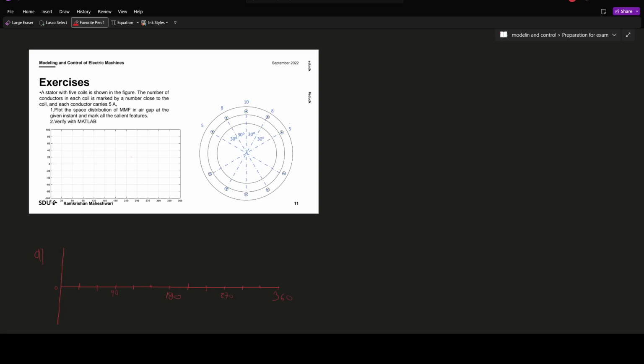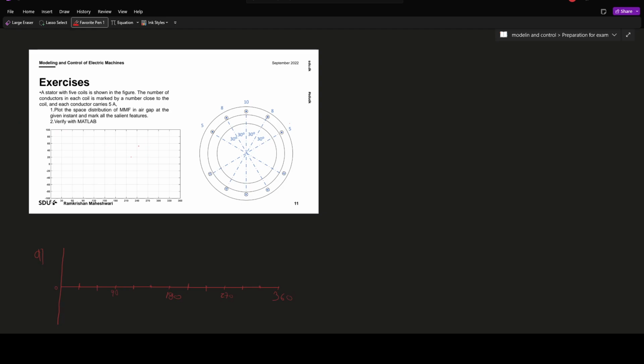Okay, we are gonna continue with the MMF distribution. Here we have more coils. It is telling us also to verify with MATLAB.